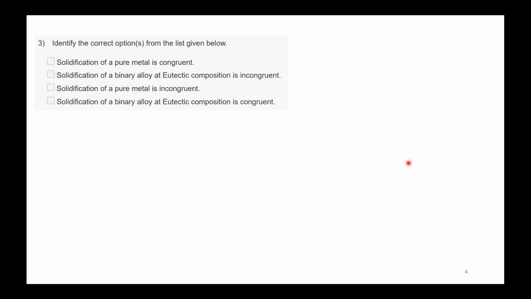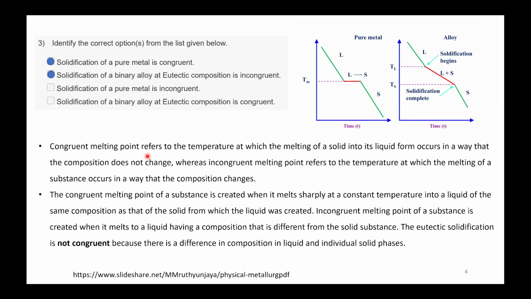Third question is: identify the correct option from the given list below. Your options are: solidification of a pure metal is congruent; solidification of a binary alloy at eutectic composition is incongruent; or solidification of a pure metal is incongruent; or solidification of a binary alloy at eutectic composition is congruent. So your answer will be these two options. This is what your solidification looks like.